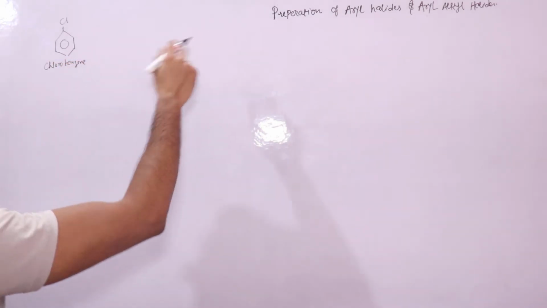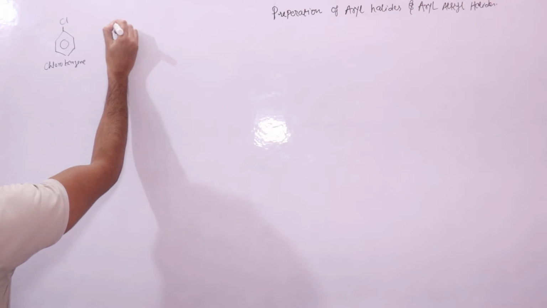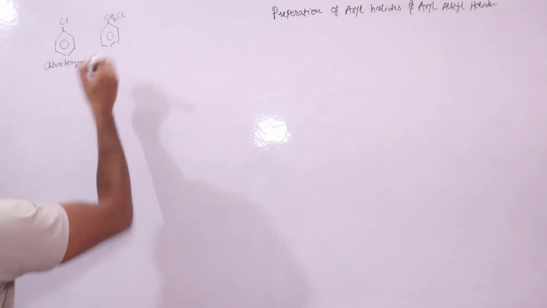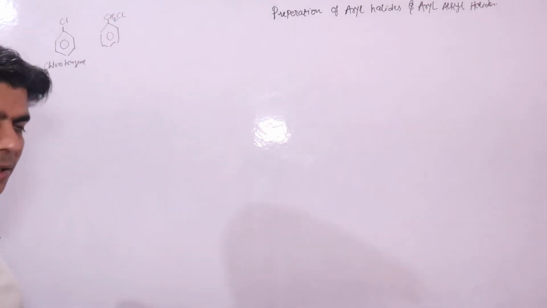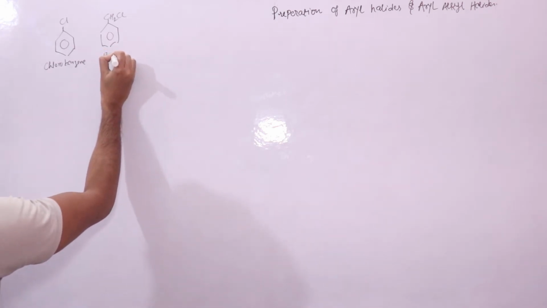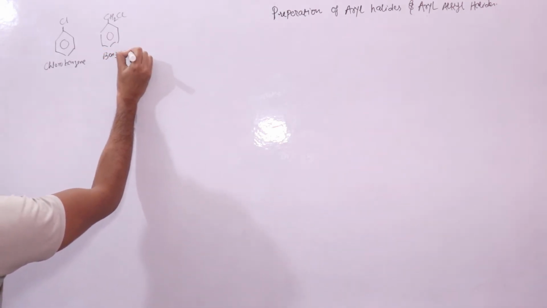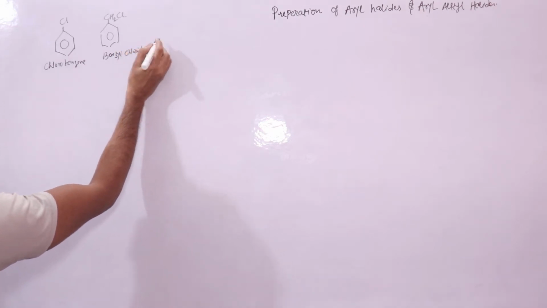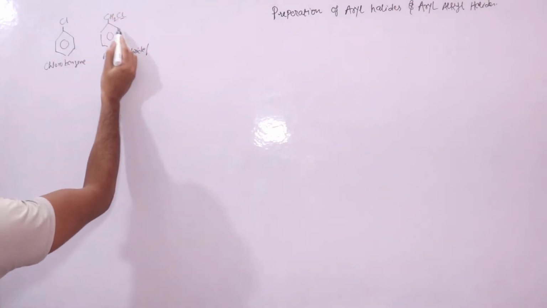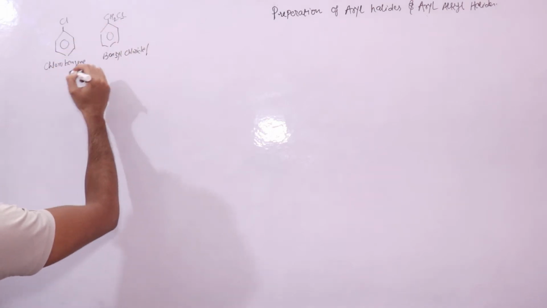right? And your aryl alkyl halides are compounds like these, where the halogen atom is attached to the side chain. You can see this is a side chain, and this is named as benzyl chloride, or you can also name it as chlorophenyl methane, right? This is chloro, this is your phenyl, and this is the derivative of methane.